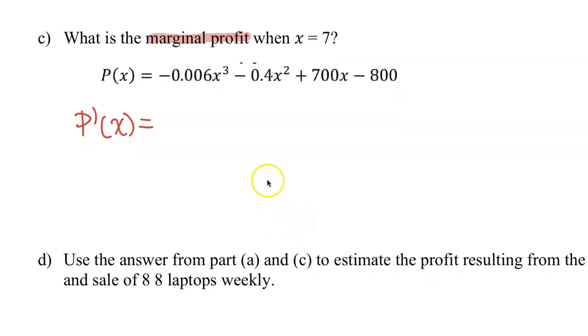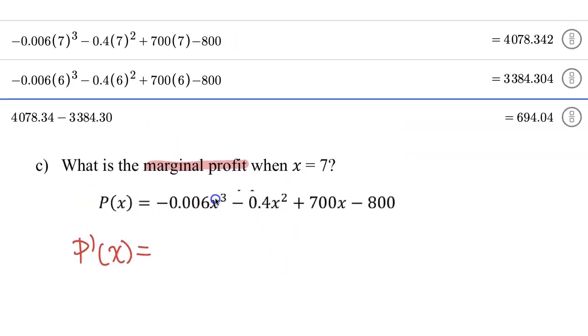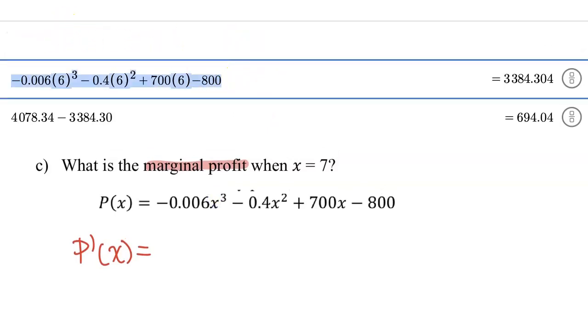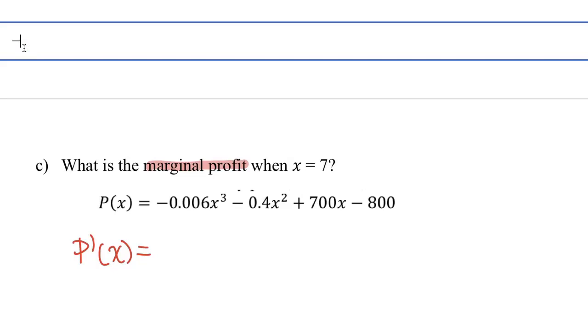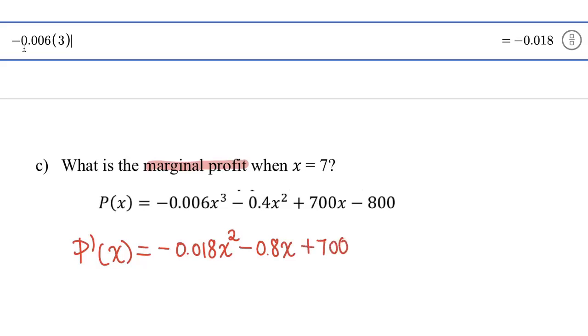I don't want to mess up all my decimals, so I'll be super careful and do my arithmetic here. Negative 0.006 times 3 is negative 0.018, and the exponent of this 3 goes down to 2. Minus, doubling 0.4 will be 0.8x, plus 700. So we got the marginal profit function, P prime of x. Now we need to plug in 7 into this function.